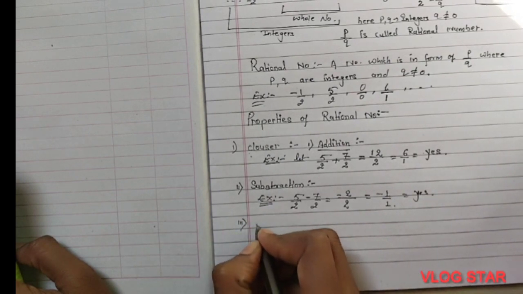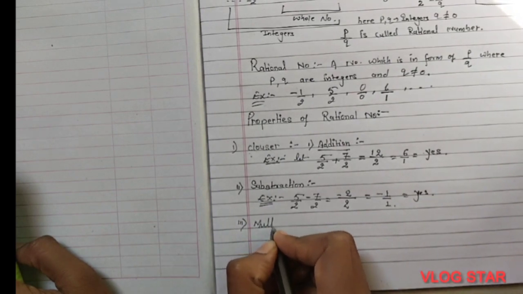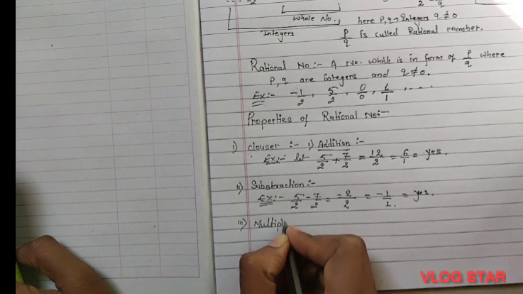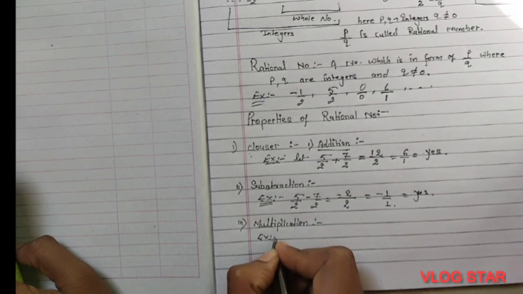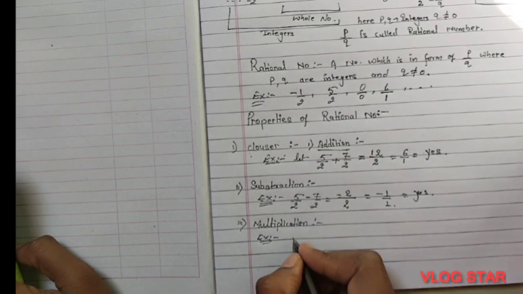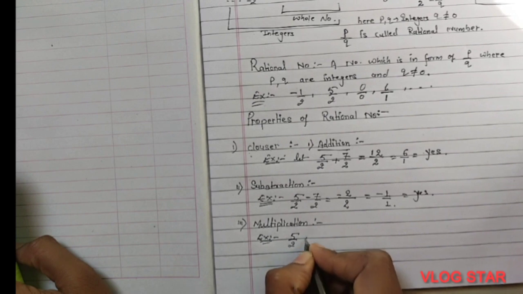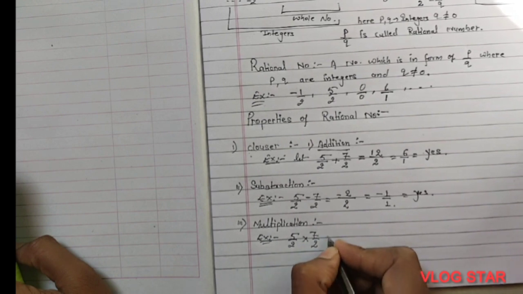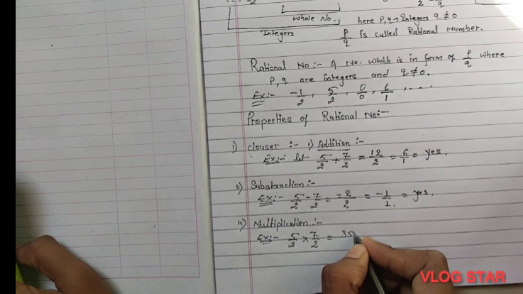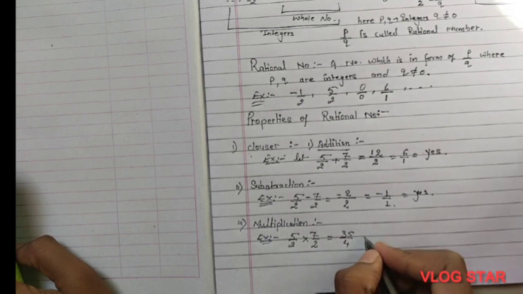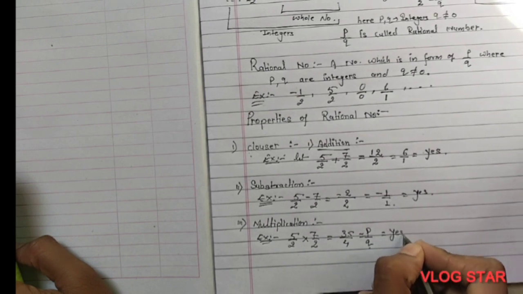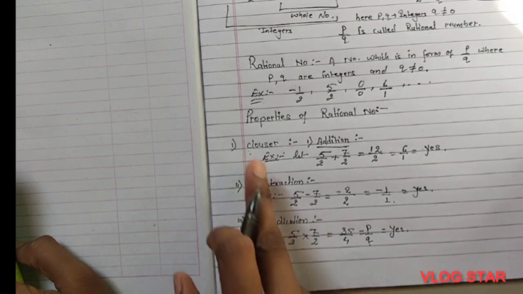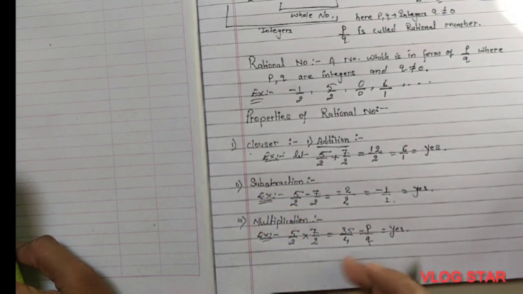Next we will take multiplication. Let any two numbers, suppose I am taking the same numbers, 5 by 2 multiplied by 7 by 2. What will we get? We will get 35 by 4. Is it a rational number? Is it in p by q form with q not equal to 0? Yes, it is a rational number. So the closure property for multiplication is satisfied here.